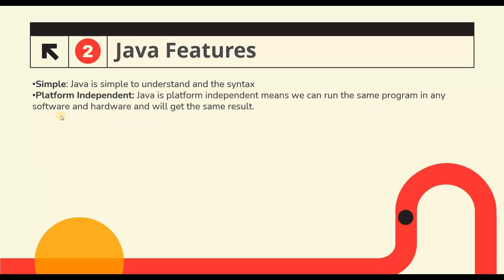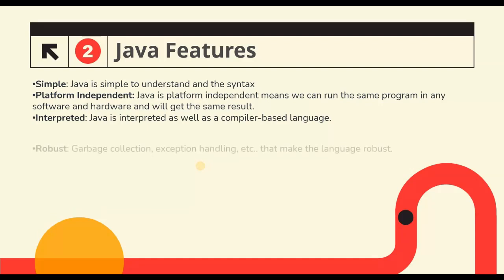As you know, it's platform independent. Java is platform independent because we can run the same program on any software or hardware and get the same result. Interpreted: Java is interpreted as well. It means it's a compile based language.